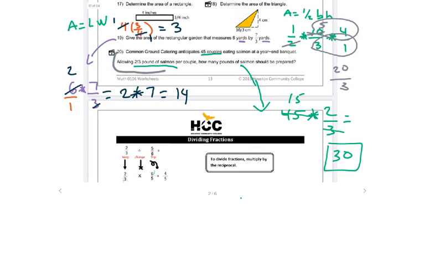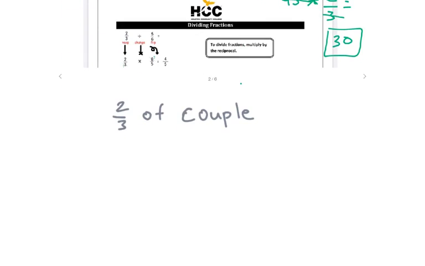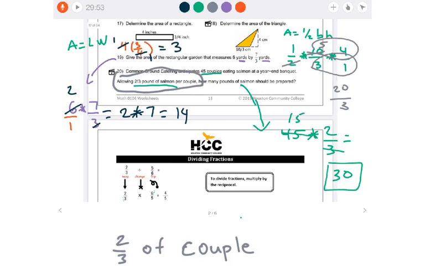And there was one more comment I wanted to make. Right here where I say allowing 2/3 pounds of salmon per couple. Let me write that out. That's 2/3 of... Well, I'm going to write 2/3 of couple. I know that that's not exactly what it's saying. What I want to stress here, and again, we're going to see this later on in the course, but this is a good preview: of means to multiply, usually in math. Now, you have to read in context of the question, because sometimes you'll see the word of and it doesn't technically mean to multiply. So that's why I said 2/3 times, what was the number, 45?